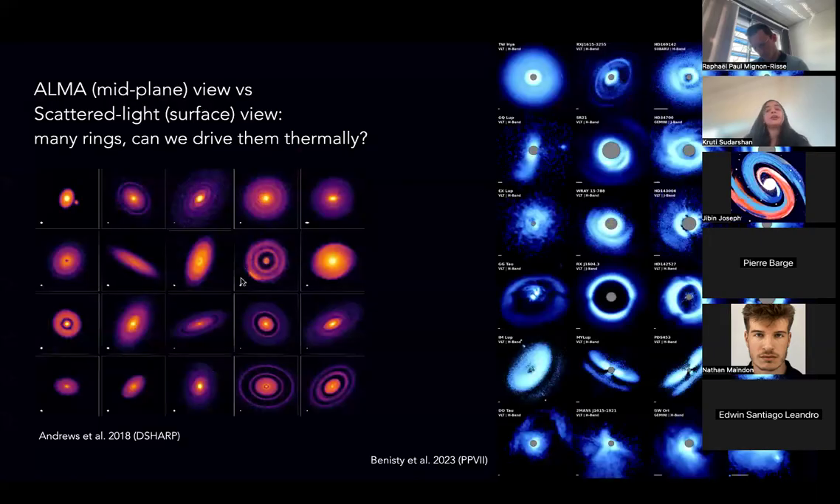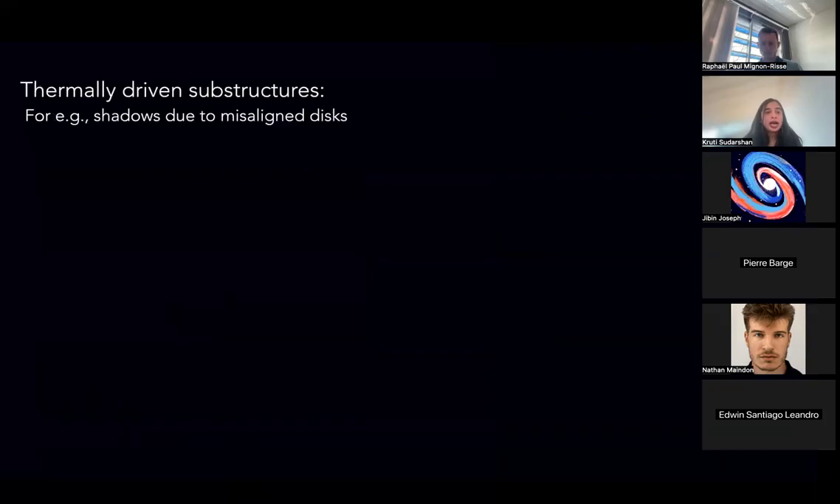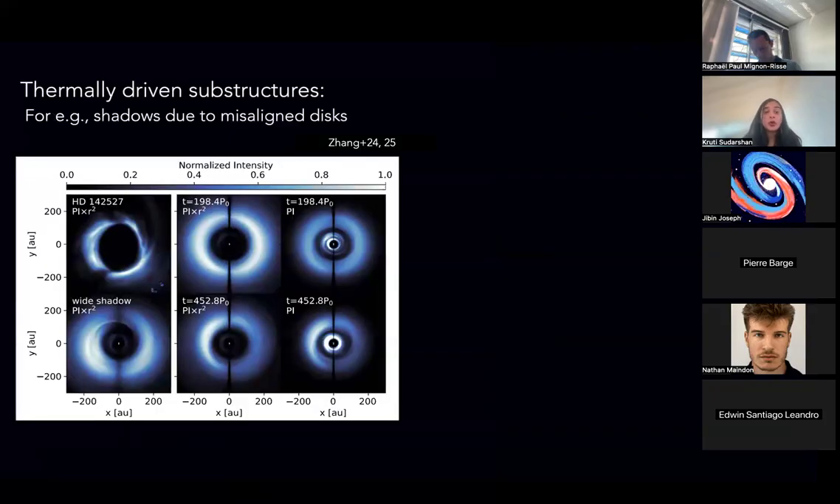I'd like to reiterate by showing this gallery here of the ALMA view in the midplane, showing the bigger grains, and the surface in the scattered light that traces the small dust, to show that especially rings are very, very common in these disk observations. And one of the problems that I'm trying to address is whether we can drive these rings by thermally driven processes. I would like to say that yes, we know of some processes that can thermally drive substructures.